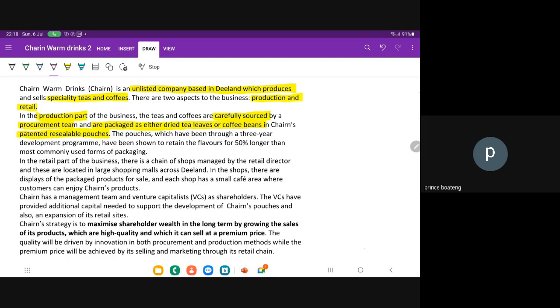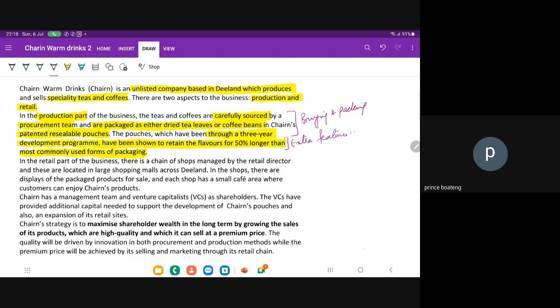So the company is buying the beans and packing them, right? These pouches, which have been through a 3-year development program, have been shown to retain the flavors for 50% longer than the most commonly used form of packaging. So this is probably the extra feature. We are claiming that this pouch will keep the flavor intact for 50% longer.